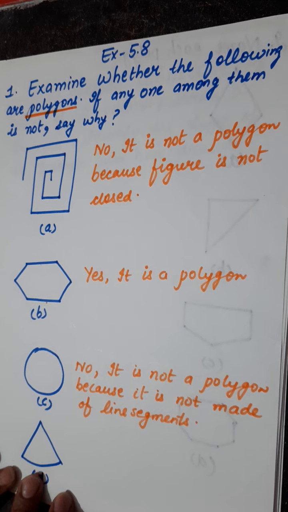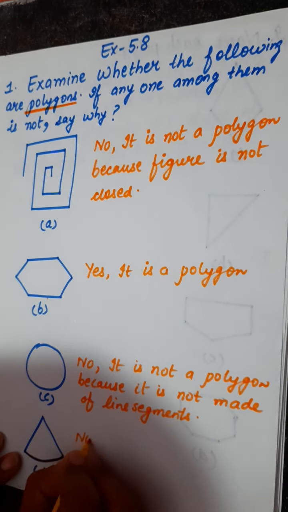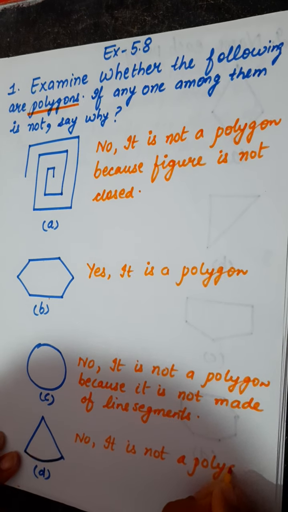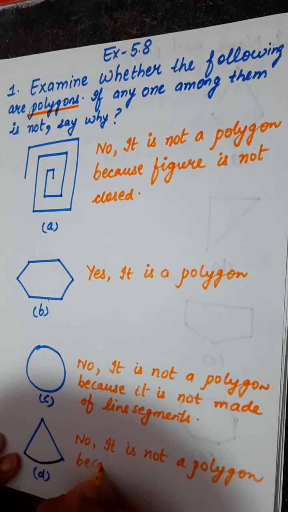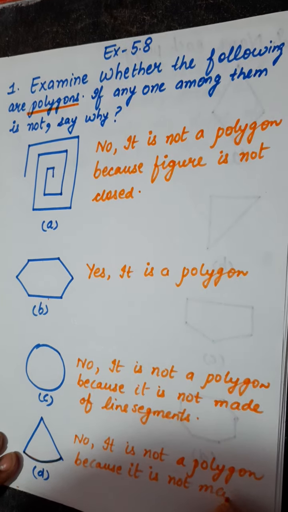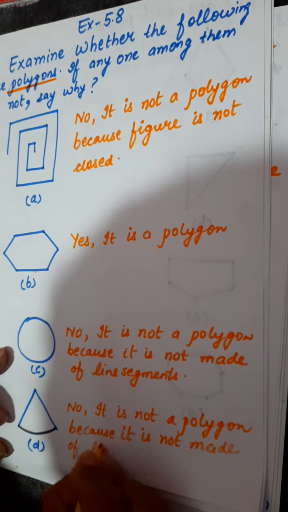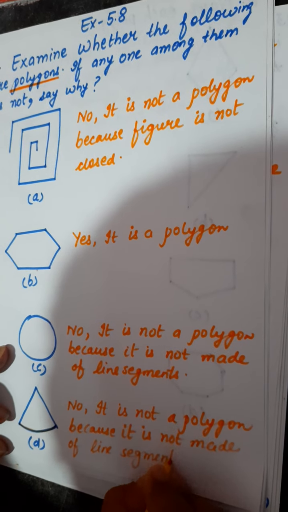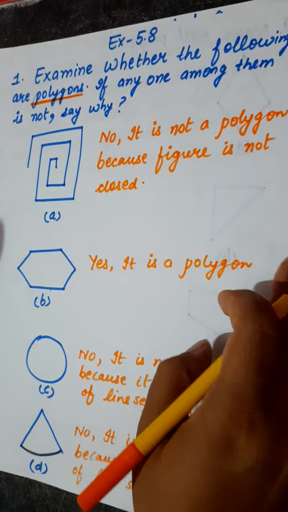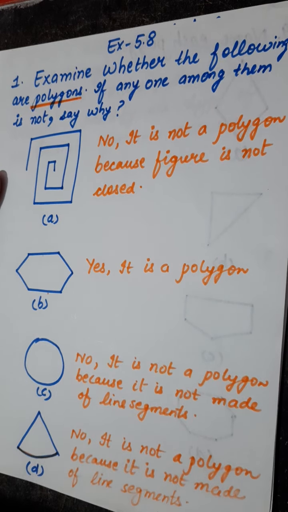So next we have the D part. Again it is not a polygon because here the base is curved. It is not a line segment. So we can say no, it is not a polygon, because it is not made of line segments. So this is all about question number 1. In this you have to examine whether the following are polygons or not, and if not you have to give the reason.